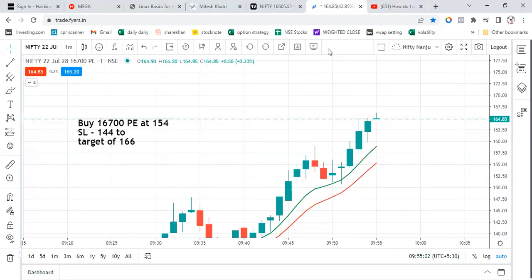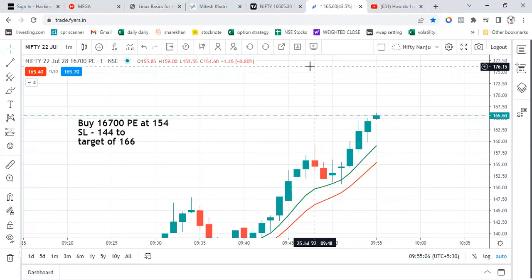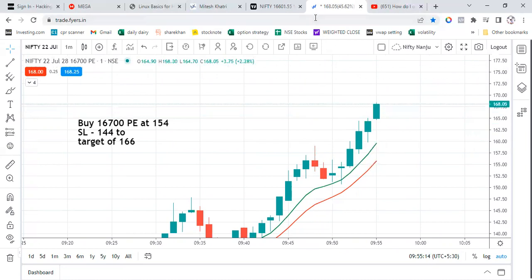Yes, my target is achieved. 166 target is achieved. Thank you so much. I have to thank Nifty for helping me to achieve my target. Thank you, Nifty. Have a wonderful day.